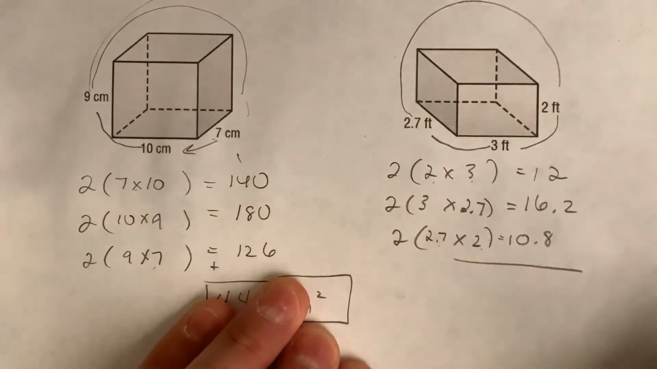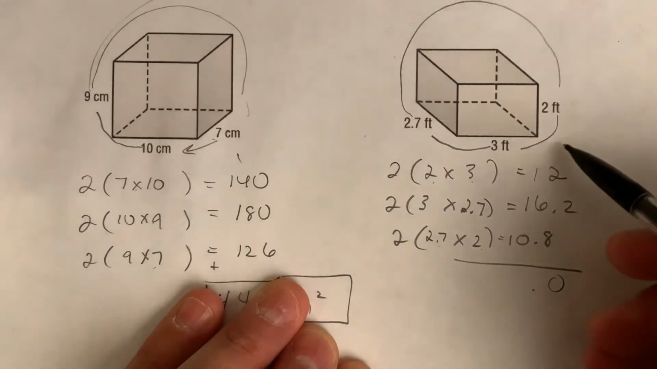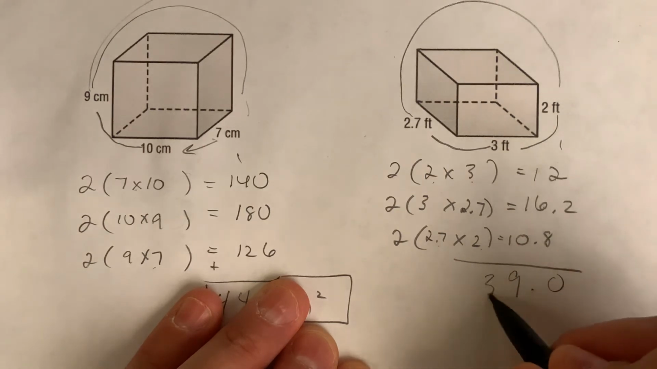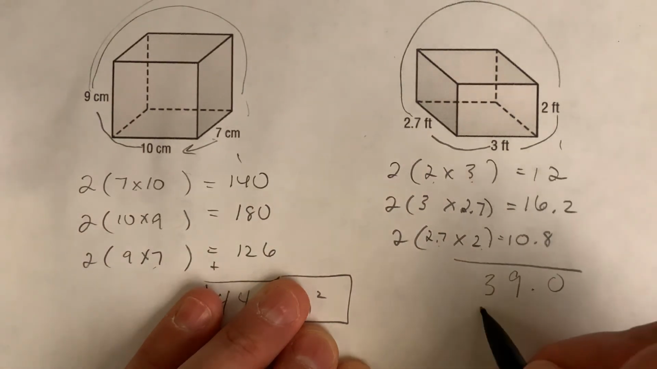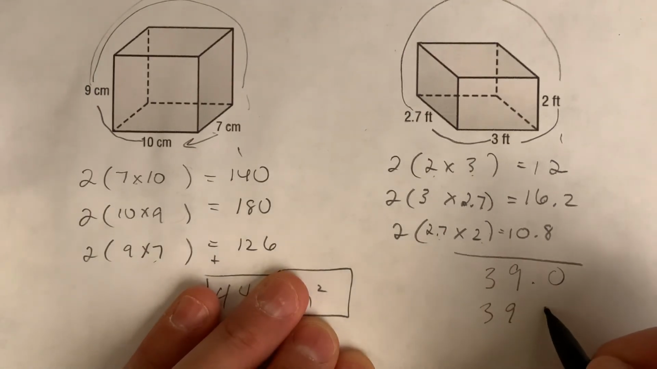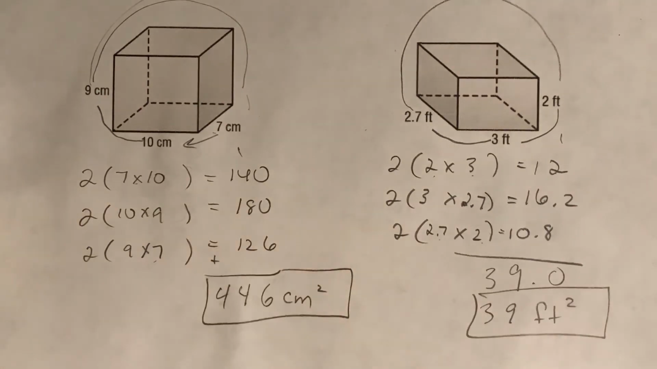And let's add them up. We got 8 and 2 is going to be a whole, so that's going to be 0. Add the 1 on top, 6, 7, 8, 9. And 39. So 39 feet squared.